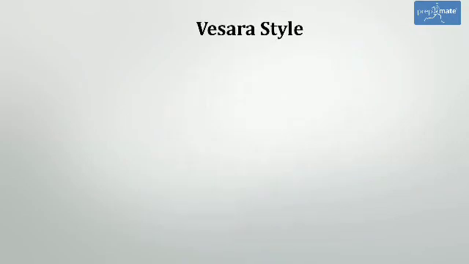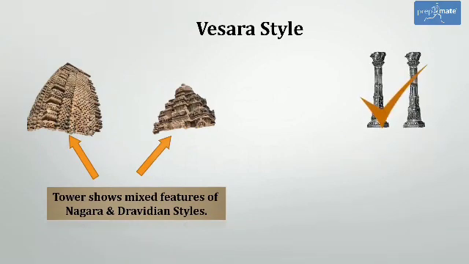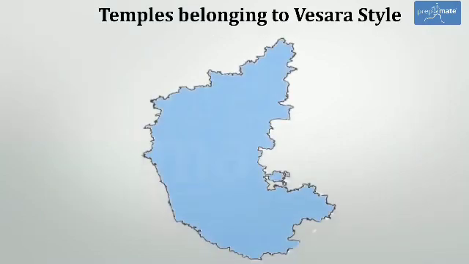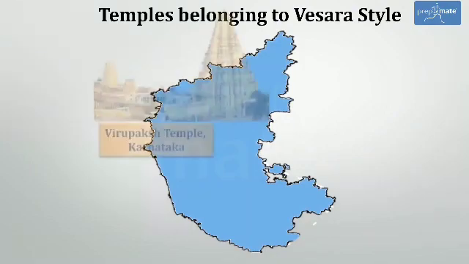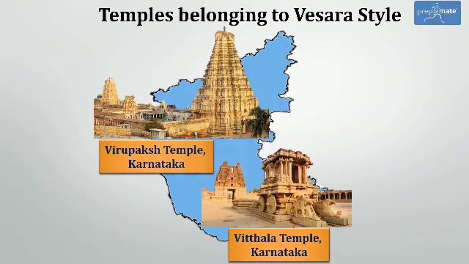The third and the last style was the Vesara style. The towers of temples under the Vesara style featured a mix of Nagra and Dravidian styles. There was a prominent presence of pillars under the Vesara style of temples, but Gopurams were absent in all their temples. The Vesara style was famous in Karnataka. Temples under the Vesara style include Virupaksha Temple and Vitthal Temple, which are both situated in Karnataka.